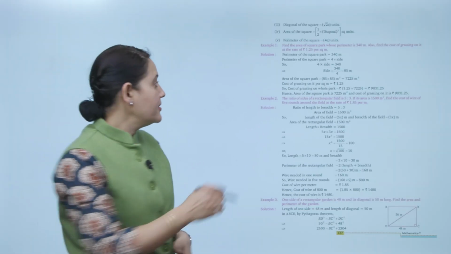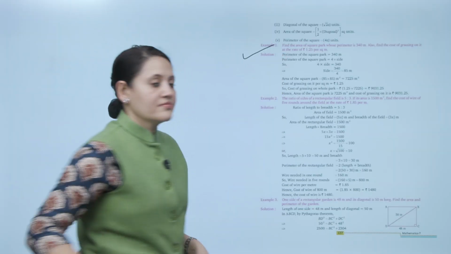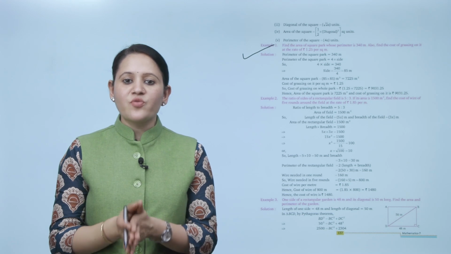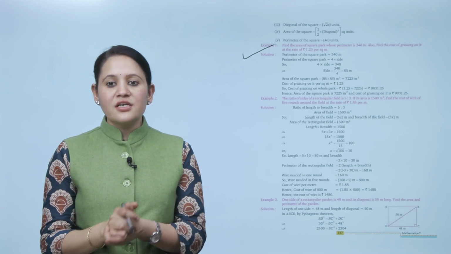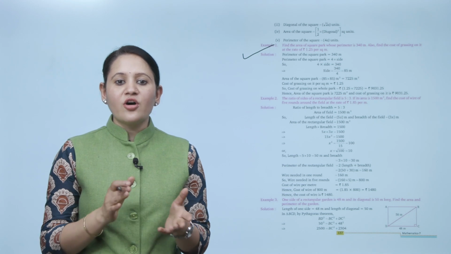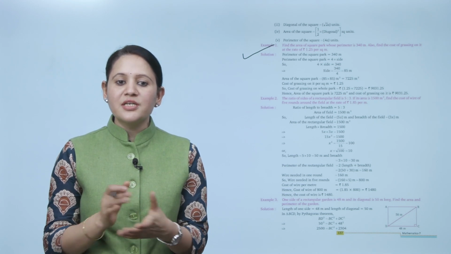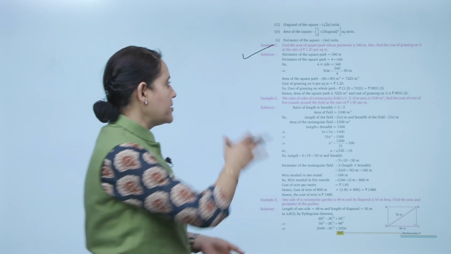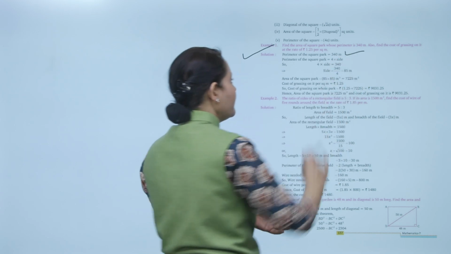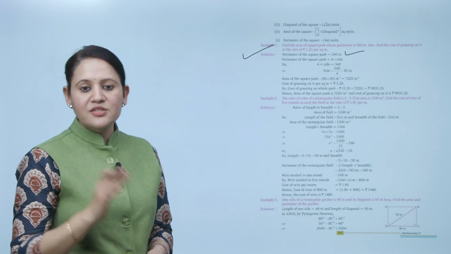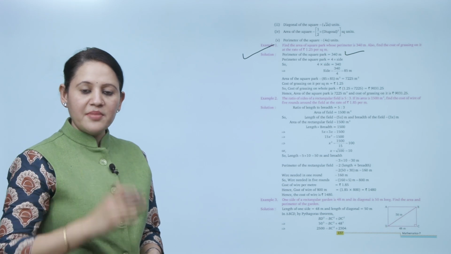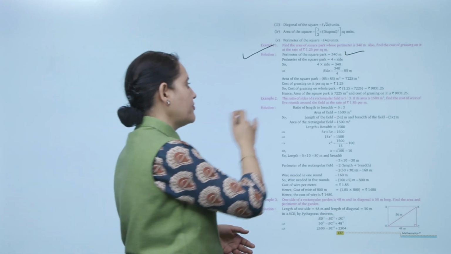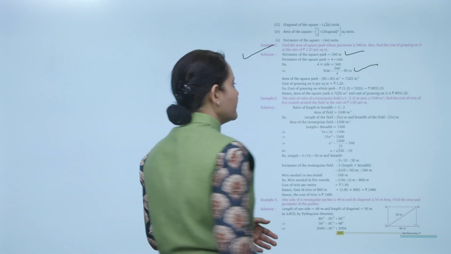Now we'll take an example. Find the area of a square park whose perimeter is 340 meter. Also find the cost of grassing on it at the rate of rupees 1.25 per square meter. As we know, perimeter is given, that is 340 meter. Perimeter of square park, that is 4 into side. So side equals to क्या हो जाएगा? Perimeter divided by 4, 340 divided by 4, that is 85 meter.